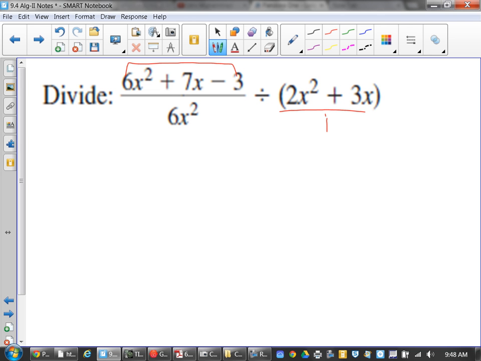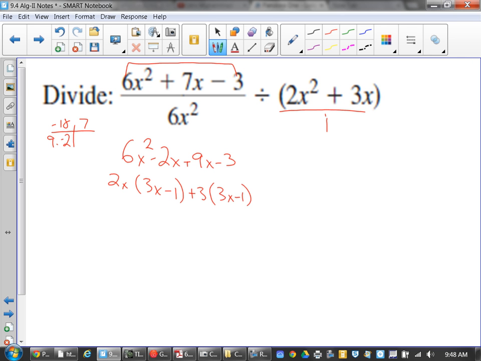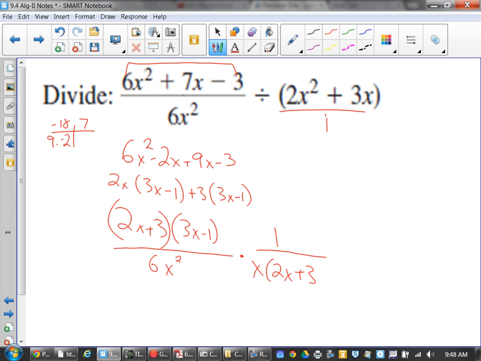3. Negative 18. Okay. You have to factor by grouping. Oh, okay. I'm used to just like... So your numerator becomes 2x plus 3, 3x minus 1 over 6x squared times 1 over, take out an x, 2x plus 3.